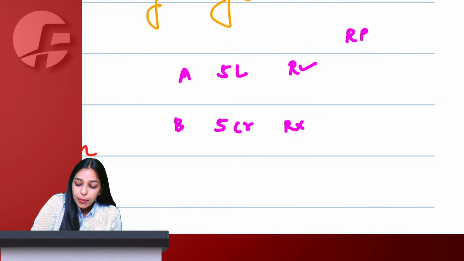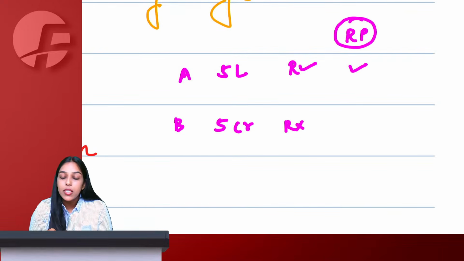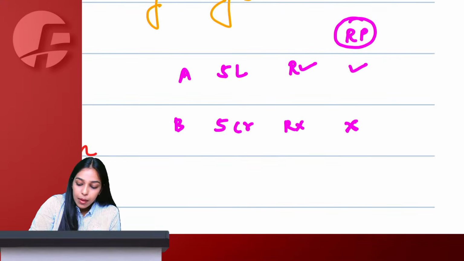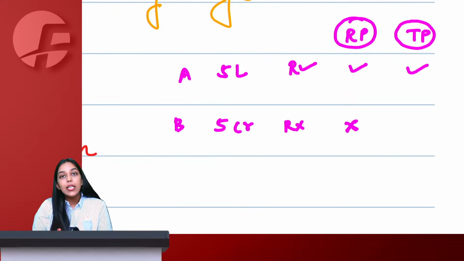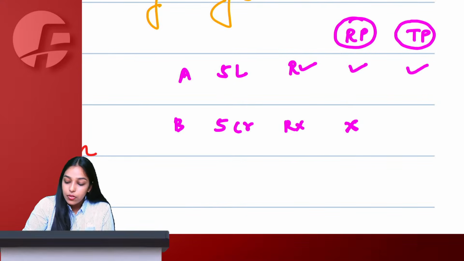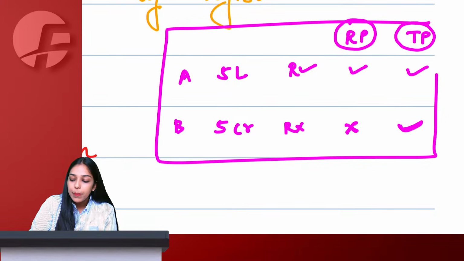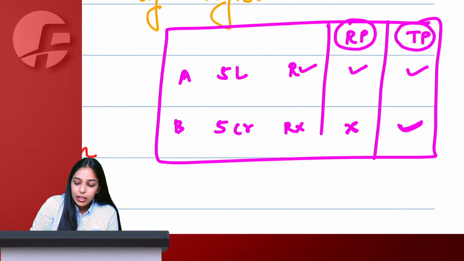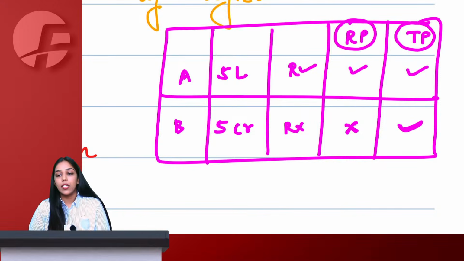See, registered person is only Mr. A, because the one who is registered only becomes a registered person. Because Mr. B is not registered, he cannot be called a registered person. But if I talk about taxable person, then every registered person is automatically a taxable person, plus a person who is liable but has not taken registration is also a taxable person. So it can never happen that someone is registered but not taxable, because every registered person is automatically taxable, but every taxable person is not registered. Got it?